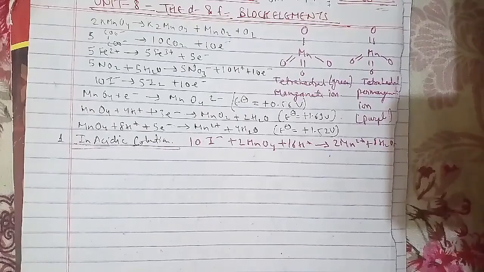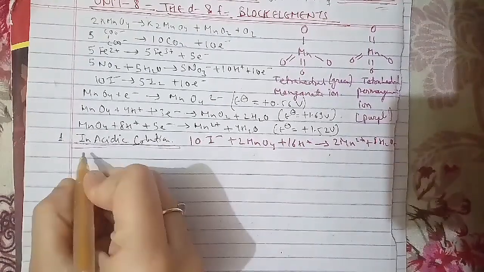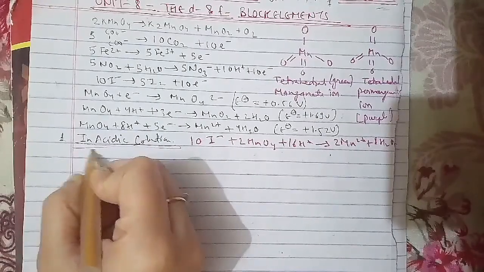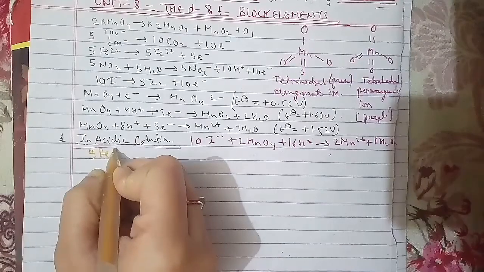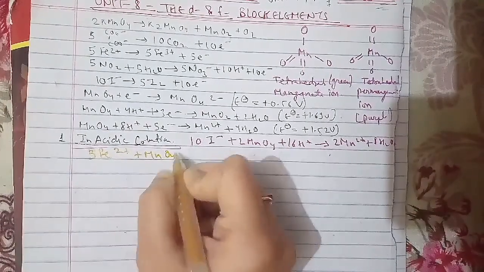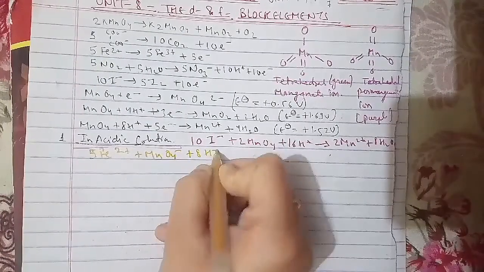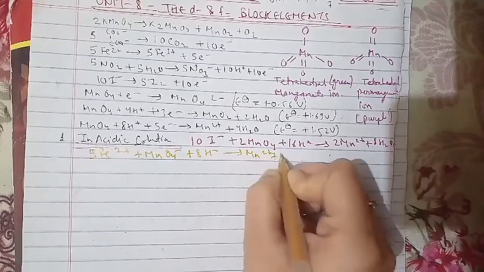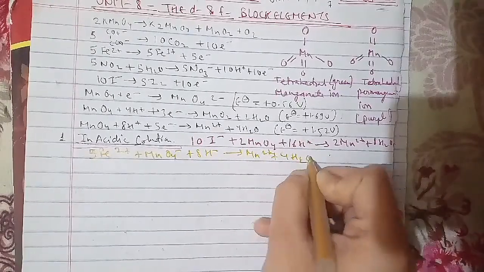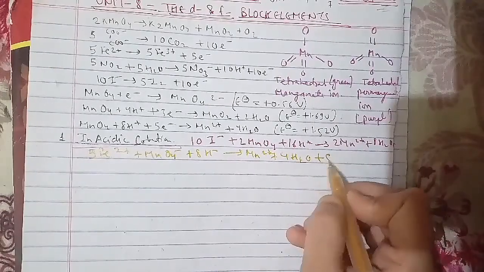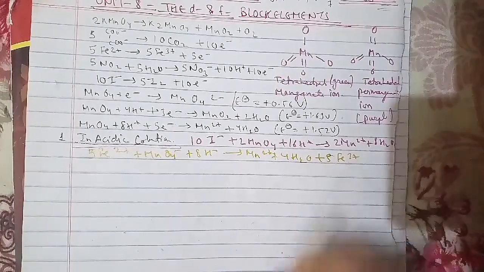And in the same case, the reaction we have for this: Fe 2 plus ion, green, is converted to Fe 3 plus, which is yellow. So 5 Fe 2 plus plus MnO4 minus plus 8 H plus will give Mn 2 plus plus 4 H2O plus 5 Fe 3 plus here.